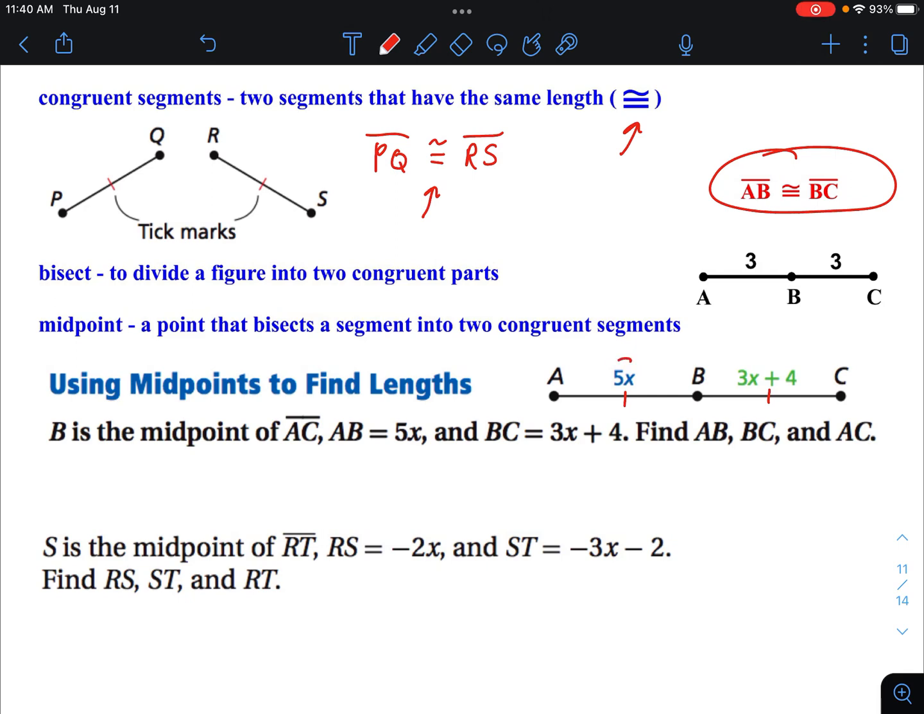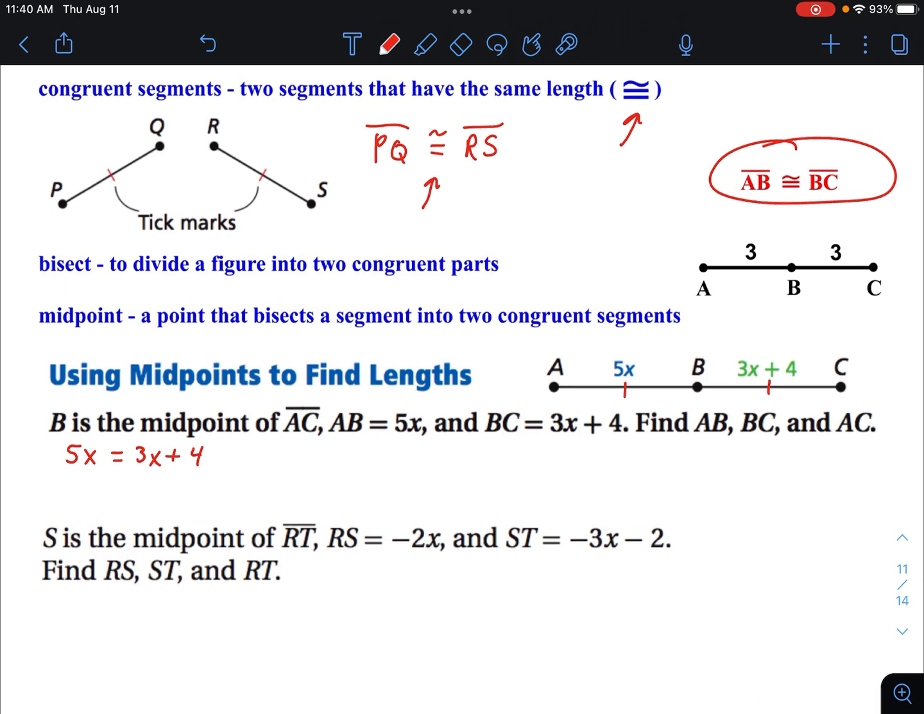So I'm not going to add these together like I did in those last couple problems because I don't know what the length of the entire segment is. So what I'm going to do in this case, since I know they are exactly the same, I'm actually going to just set 5x equal to 3x plus 4 and figure out what x is. So if we subtract 3x, we get 2x equals 4, which means x would be 2. Now I can figure out that AB is 10, which is our first answer we're looking for.